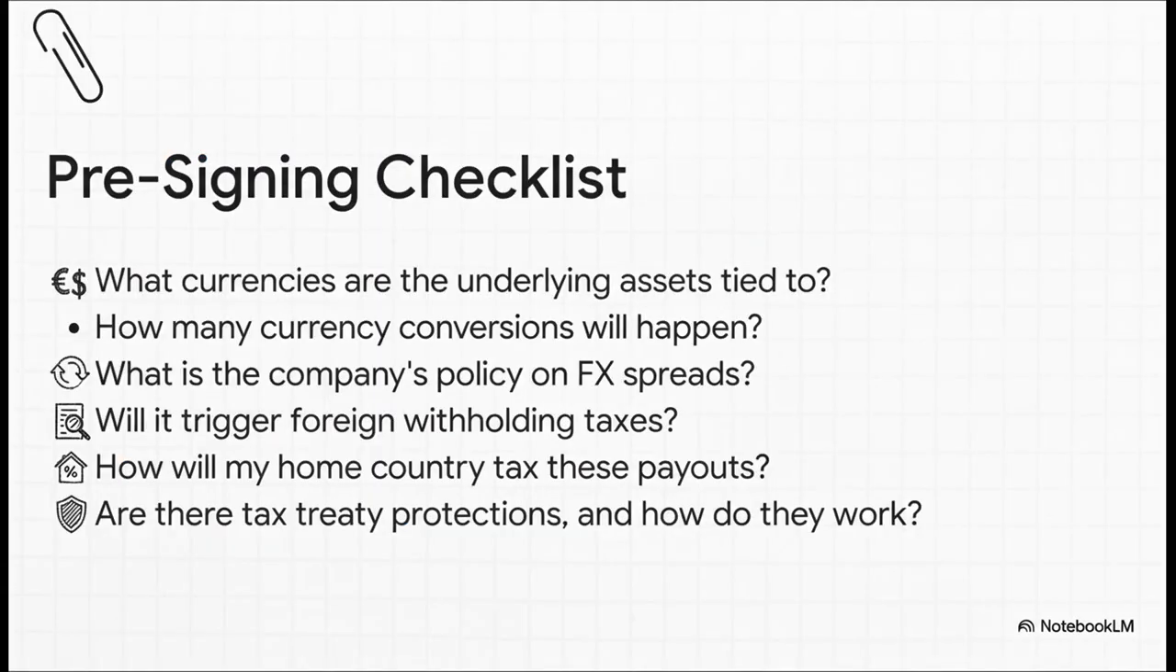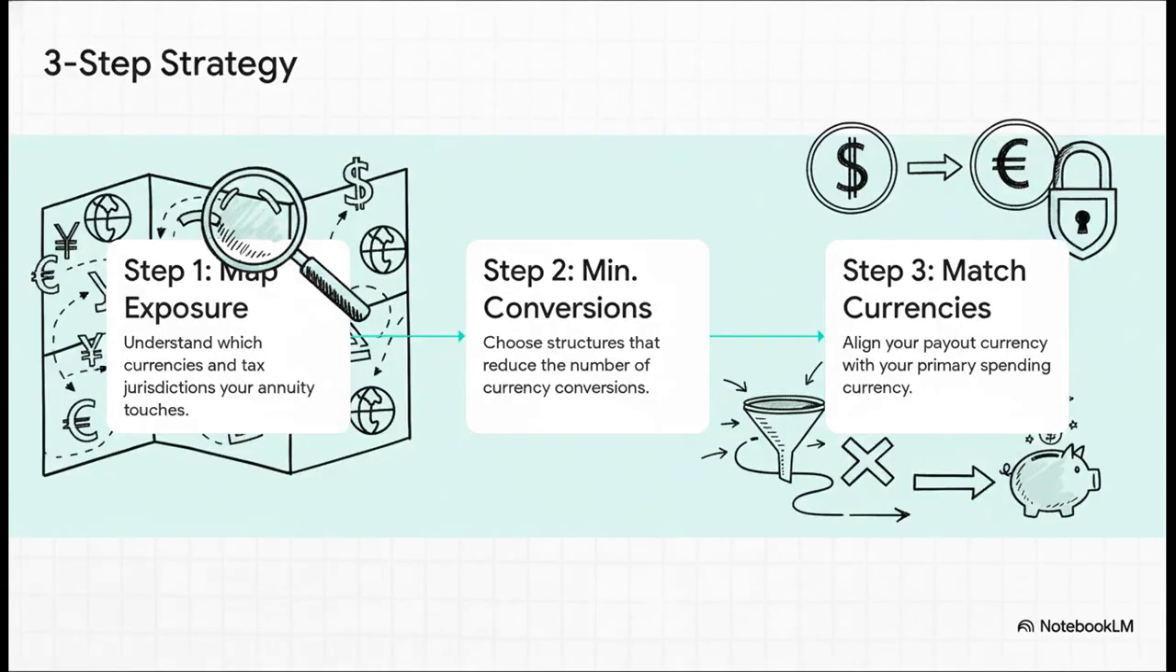So here it is. This is your playbook, your pre-signing checklist of the sharp questions you absolutely need to ask. These aren't the typical questions, I know, but the answers are what separate a truly safe investment from a really risky one. Getting clarity on these points is how you protect your company's future. It's how you protect your runway. And we can boil this all down into 3 simple, actionable steps. First, map your exposure. You have to know exactly where your risks are. Second, minimize the number of conversions to stop the value from bleeding out through fees.